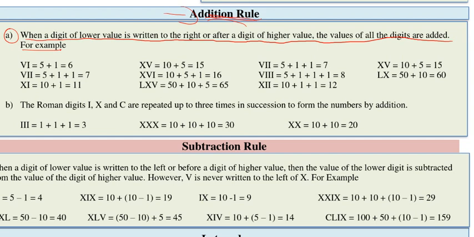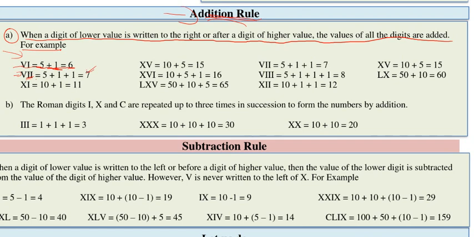As I have already told you, in this example you can see here VI is equal to 5 plus 1, that is equal to 6. Now we take the next example, VII. V stands for 5, and I we can use 2 times, that is 1 plus 1, 2. So 5 plus 1 plus 1 is going to give you 7.